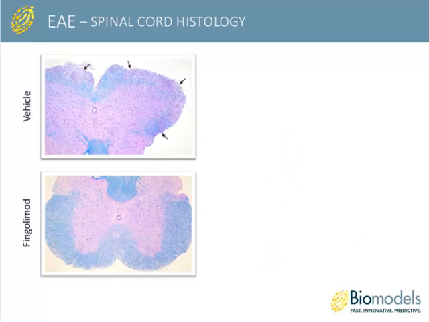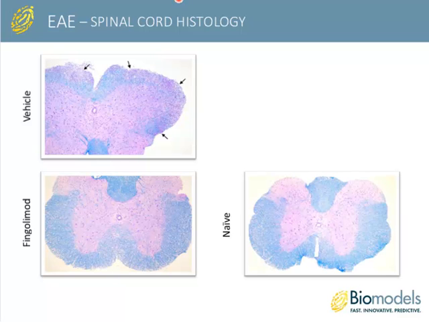So if you look at the histology on the spinal cord, this is the vehicle-treated mouse. There's a lot of inflammatory infiltrate that's highlighted by these black arrows. In the fingolimod-treated mouse, there's very little inflammatory infiltrate. This looks very, very clean. And just for comparison, here is spinal cord from a naive mouse. So this mouse did not even receive any disease induction at all.